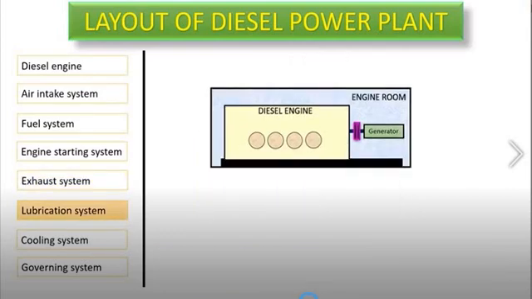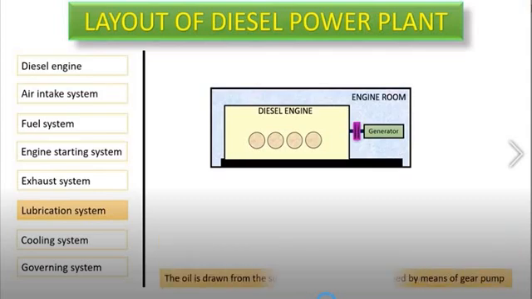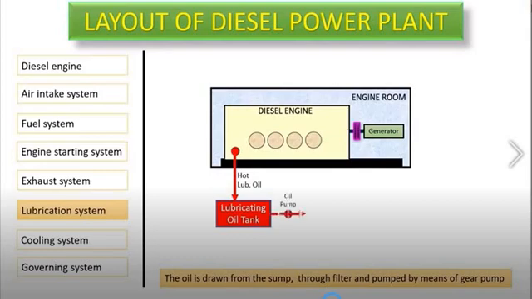The next is the lubrication system. The lubrication system is to reduce friction and wear between the parts having relative motion. One of the main functions of lubrication is to protect bearings against corrosion. Lubricating oil from the lubricating oil tank is pumped under pressure to the various parts requiring lubrication. The oil is drawn from the sump through a filter and pumped by means of a gear pump.